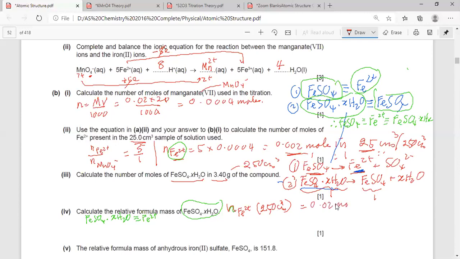Which is 0.02 moles. Now, therefore, I can also say the number of moles of FeSO4.XH2O is also equal to the same, 0.02. Cannot write really. Go back again.